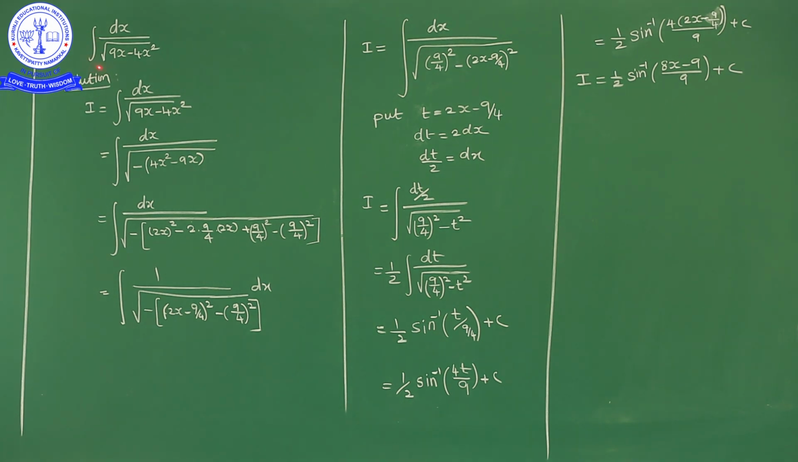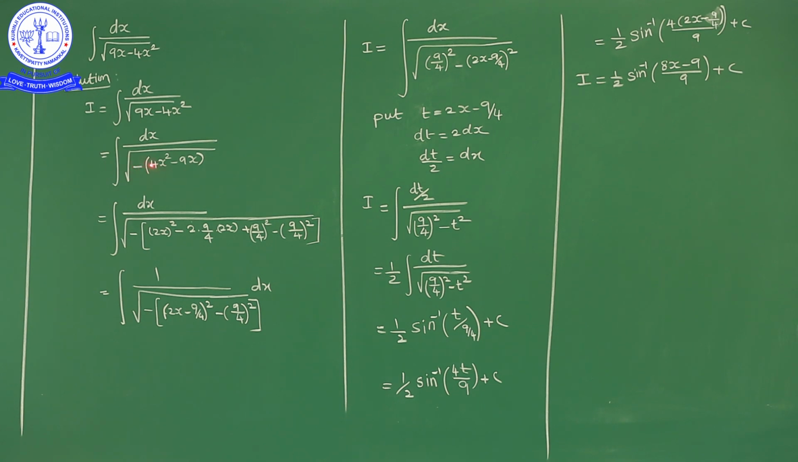Okay, my next question. Integral 1 upon square root of 9x minus 4x square dx. Now here the numerator is constant, and the denominator is under root quadratic function. First of all, I will take minus common from these two terms.